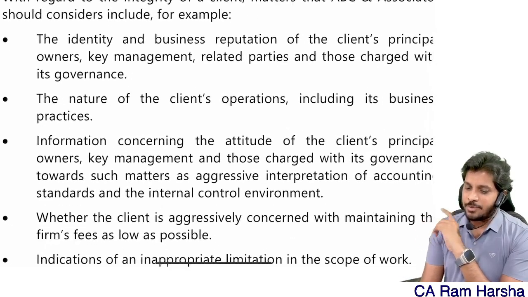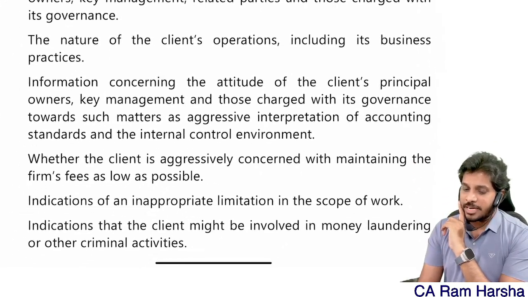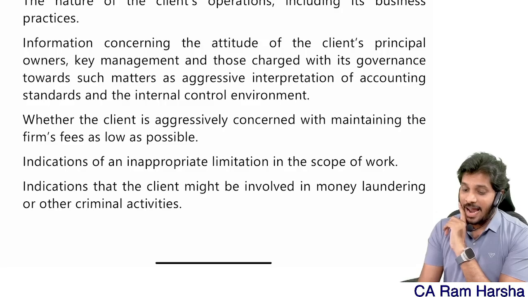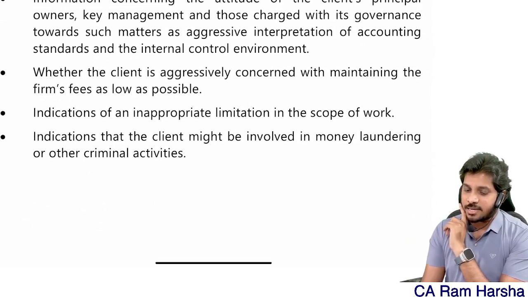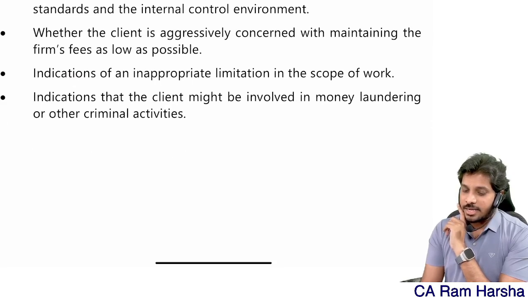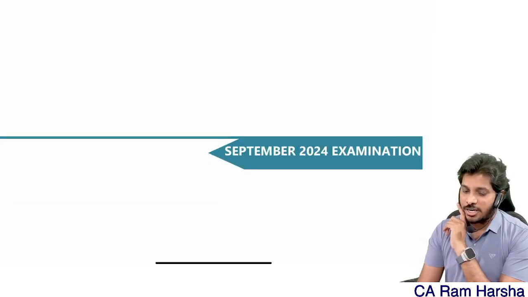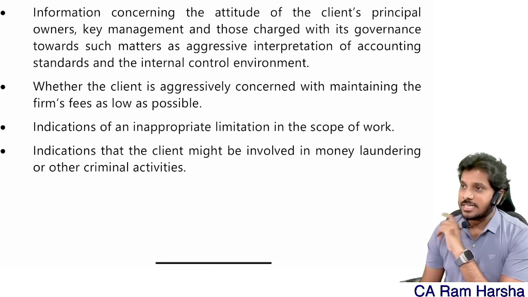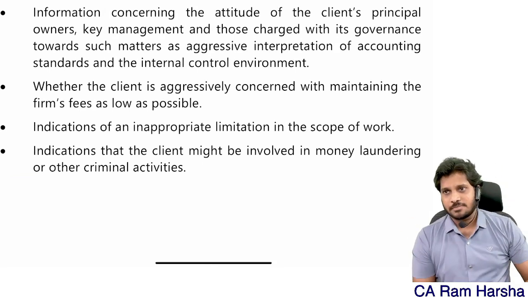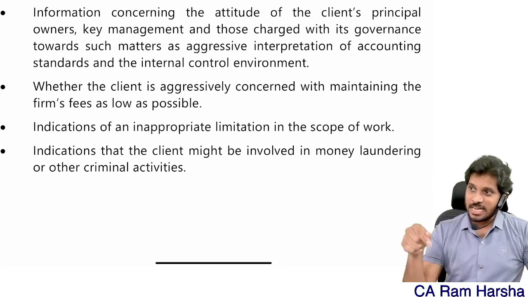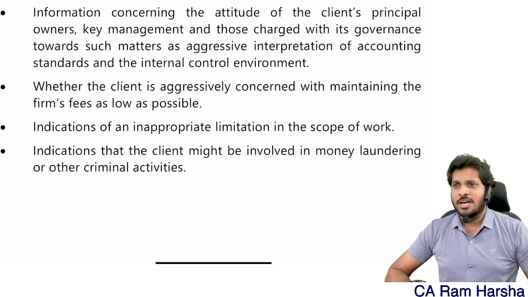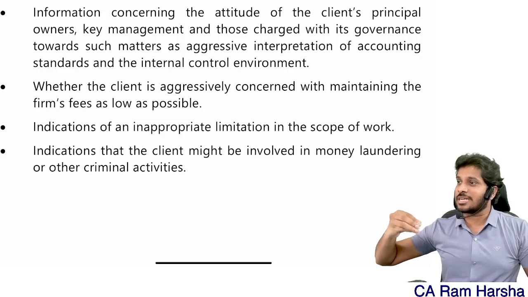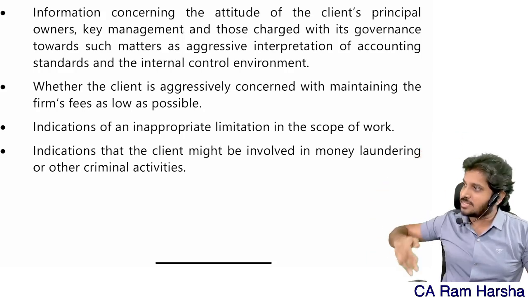Identity and business reputation of the client, nature of operations including business practices, attitude of the client and aggressive interpretation of accounting standards. Is the client aggressively concerned with maintaining the fee, or is there an indication the client might be involved in money laundering? Yes or no? That's it. These points were there in our book as it is. And I told in the class, this can be asked as a sub-question for a 3 or 4 marks question. You typically need not solve any question, because in the class itself I tell how many ways a question can come. Yes or no?